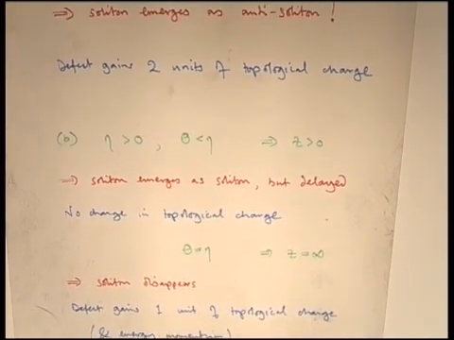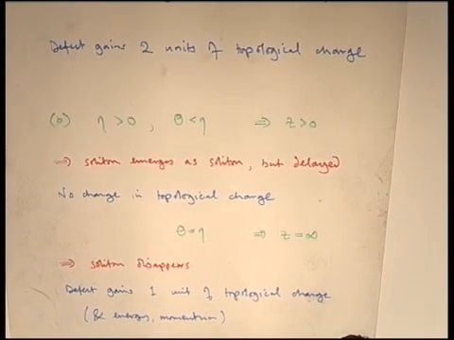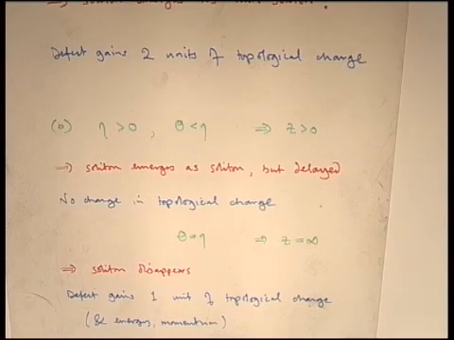It's still there. And then finally, if theta is greater than eta, you find that z is less than 0, and again the soliton emerges as an anti-soliton again.